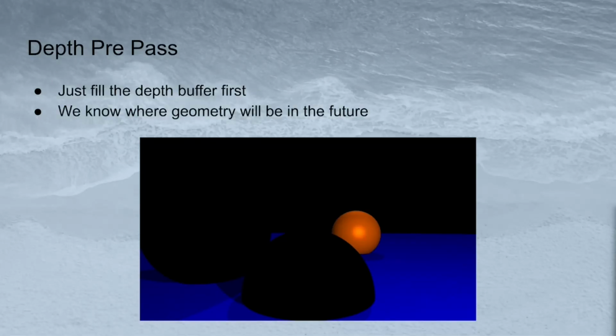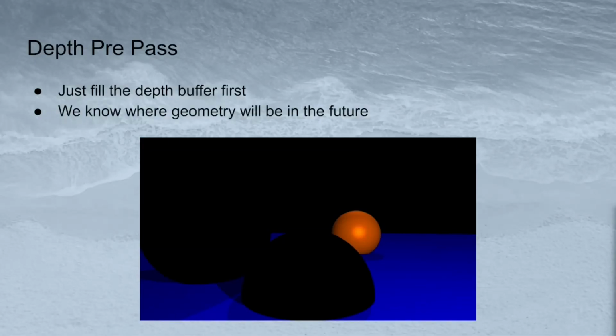We first run a pass that just fills the depth buffer. We just figure out where all the geometry is and how far away the pixels are from the camera. We don't actually draw any pixels to the screen. Then we know where the geometry will be in the future.